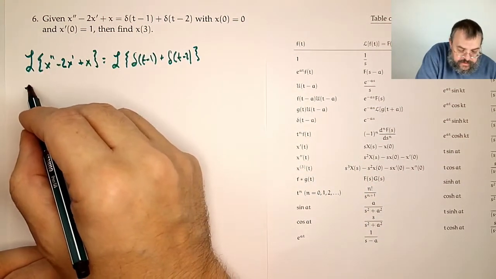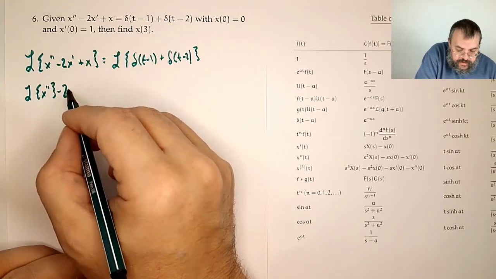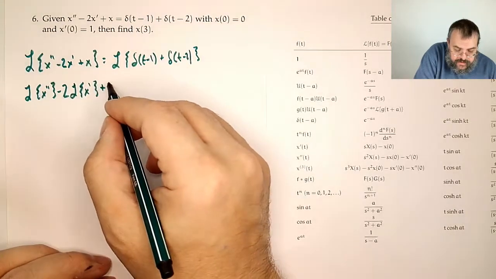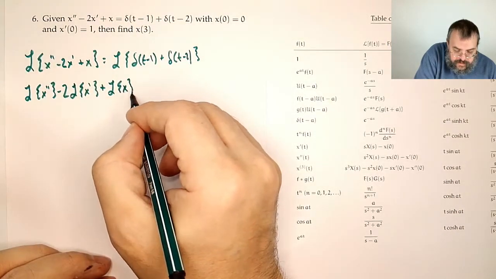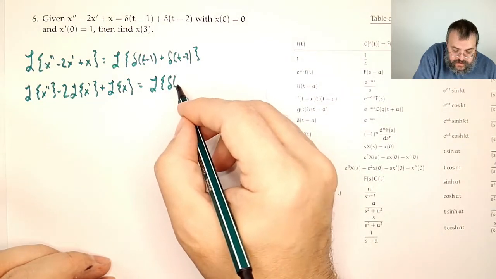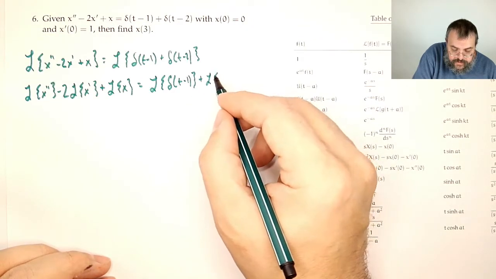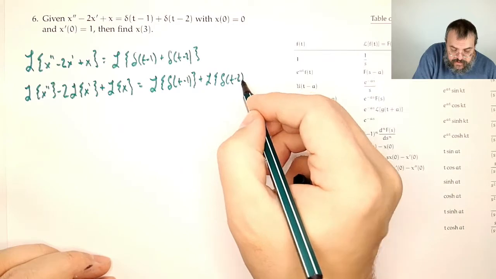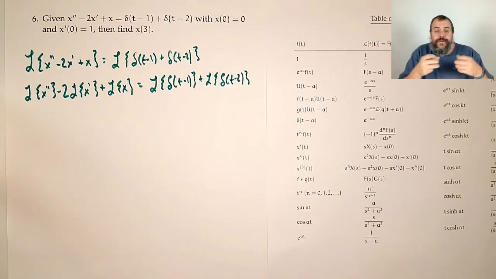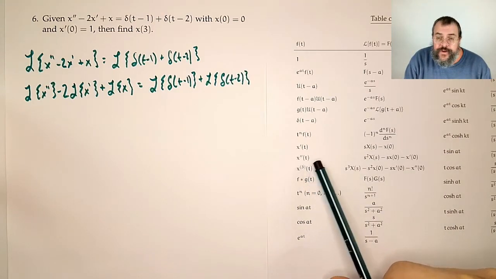Well, all right, this is the Laplace transform of x double prime, minus 2 times the Laplace transform of x prime, plus the Laplace transform of x, equals the Laplace transform of delta t minus 1 plus the Laplace transform of delta t minus 2. Not much has happened here. What we've done is just used linearity. And now we come into our table and we start reading off.